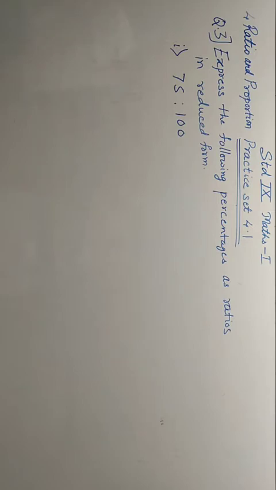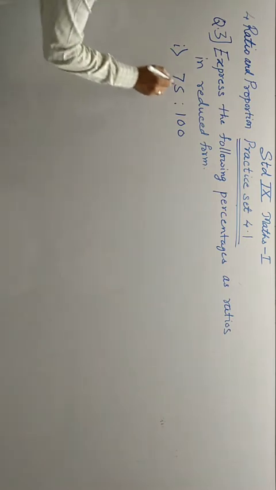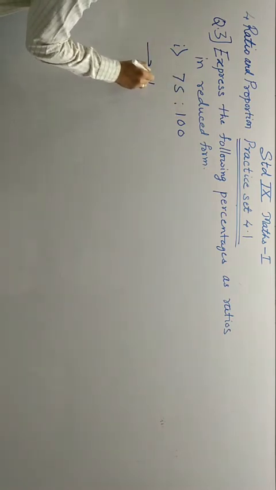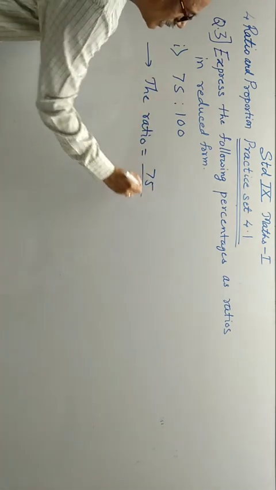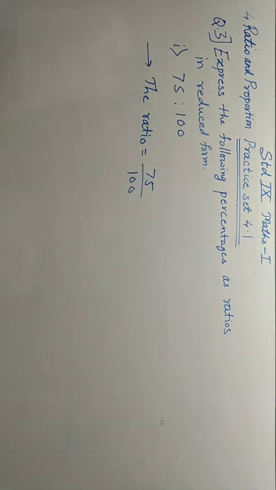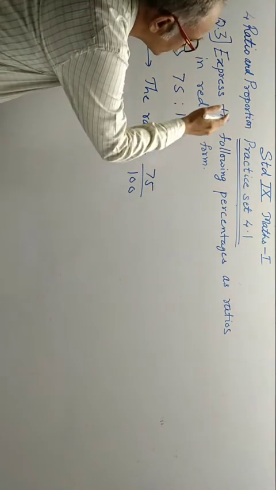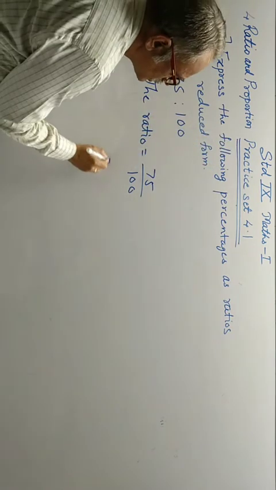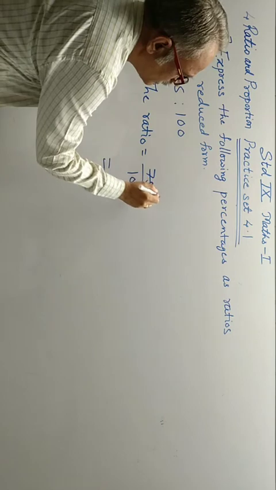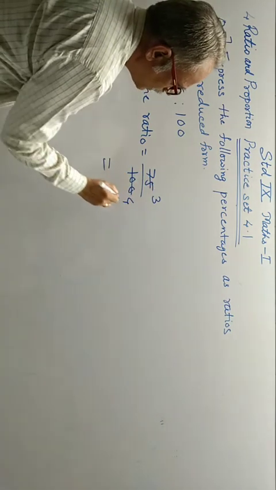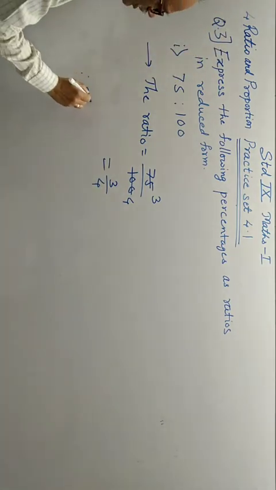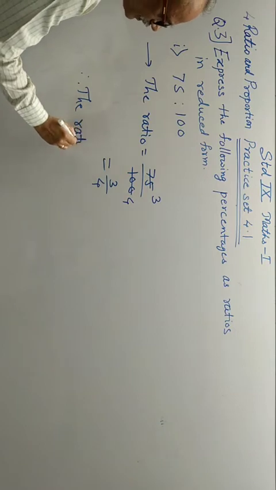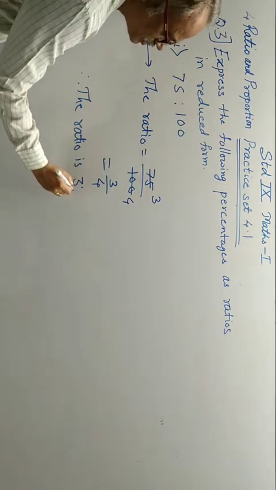Express the following percentages as ratio in reduced form. First is 75 is to 100. The ratio we want is 75 upon 100, therefore it is 75%. We want to convert it into a ratio. So 75 and 100 both are divisible by 25. 25 3s are 75, 25 4s are 100, so 3 upon 4. Therefore the ratio is 3:4.